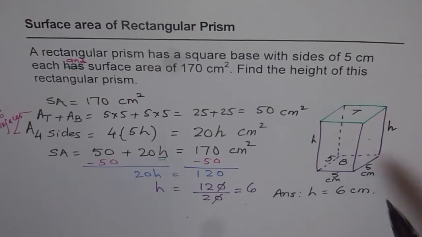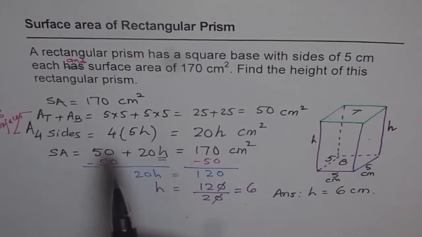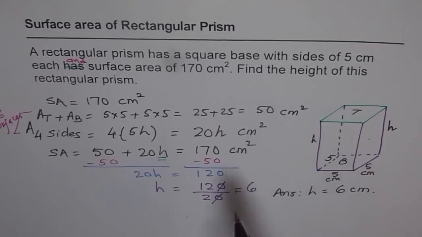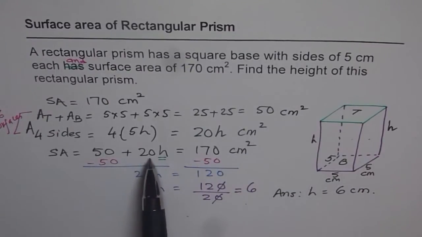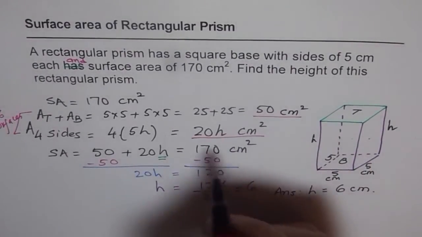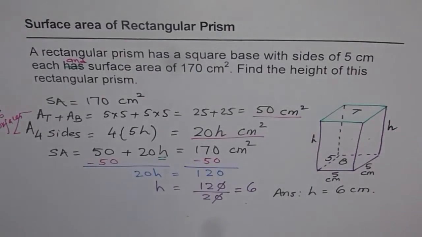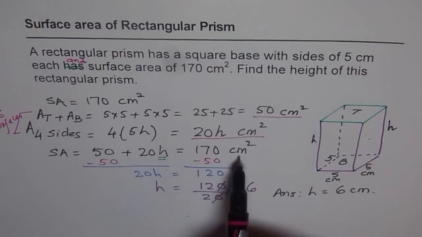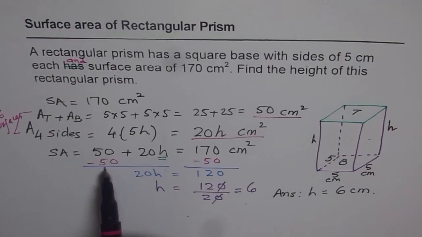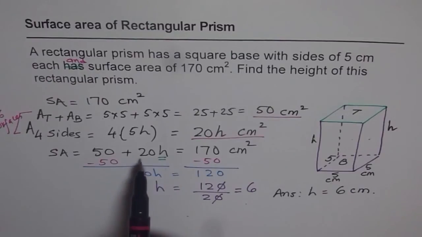Now we have these 4 rectangles and each area is 5 times h. Since there are 4 of them, we multiplied them by 4 and got 20 times h. Now total surface area is a combination of 6 surfaces, 2 there and 4 here. When we add, we get 50 plus 20h, and it's given to us as 170 centimeters square. Now it is a question of getting h from this equation. Best way is first take away 50. When we take away 50, we are left with 20h.